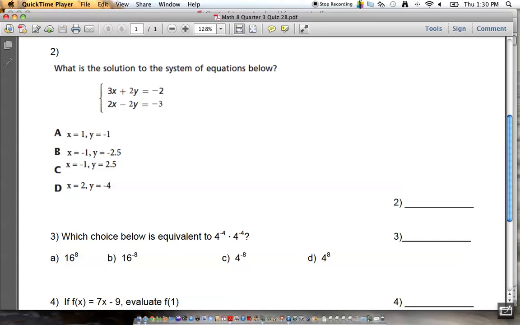What's the solution to the system below? Now the first thing I want you to notice is, anytime they make this a multiple choice question, they always have these things match up. So do you see how the +2y and the -2y match up?